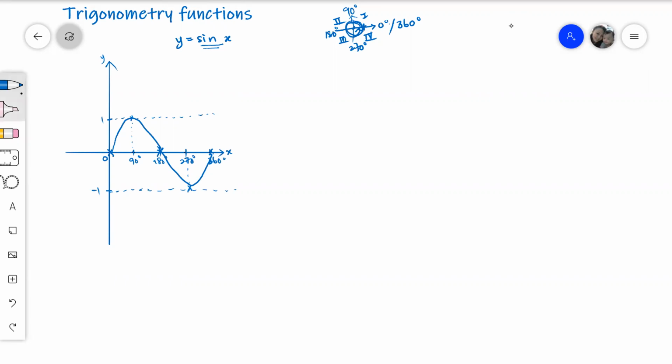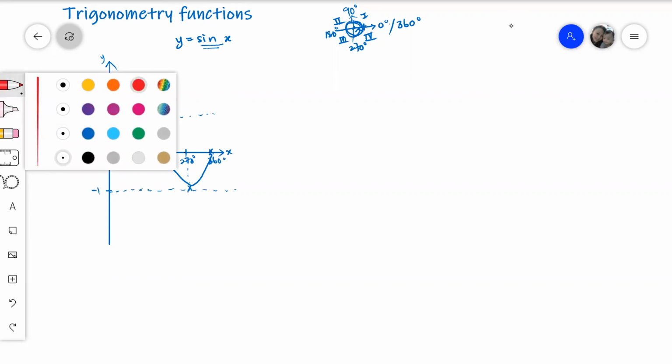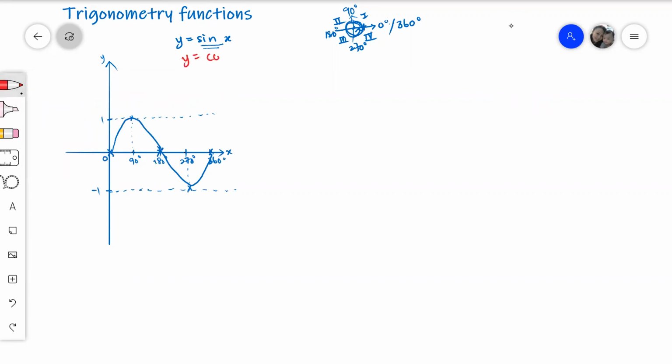What about cos x? y equals cos x. The cos x will be the opposite of the sine x. So at 0 degree, when sine x is 0, cos x will take the maximum and then come to 0, and then go to the negative maximum, come back to 0, and then go to the maximum. So the graph will look like this.